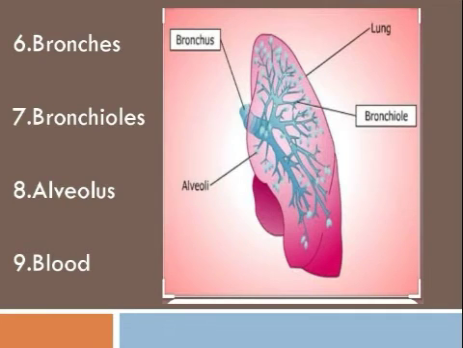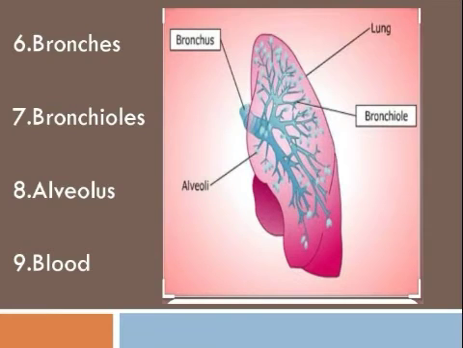Next one is bronchi. Bronchi are passages or airways in the respiratory system that conduct air into the lungs. At its lower end the trachea or windpipe divides into two bronchi, one leads to each lung. So here we observe two bronchi in our lungs.